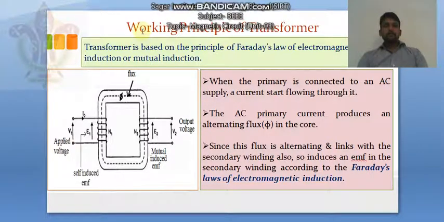Now this is your next topic, working principle of transformer. Transformer is based on the principle of Faraday law of electromagnetic induction और म्यूचुअल इंडक्शन. आप लोगों से मैंने पिछले टॉपिक में भी डिस्कस किया था, पिछले लेक्चर्स में भी डिस्कस किया था व्हाट इज इलेक्ट्रोमैग्नेटिक इंडक्शन.